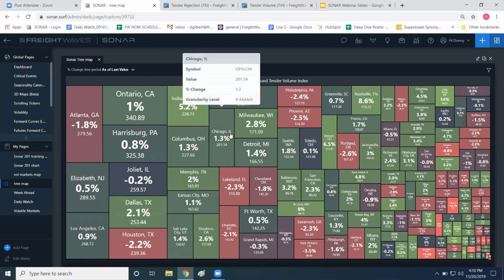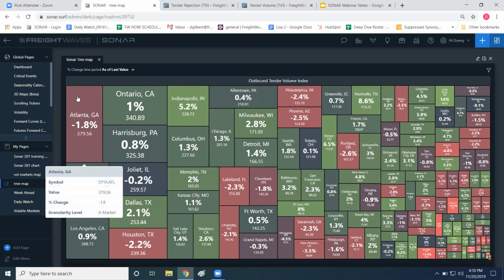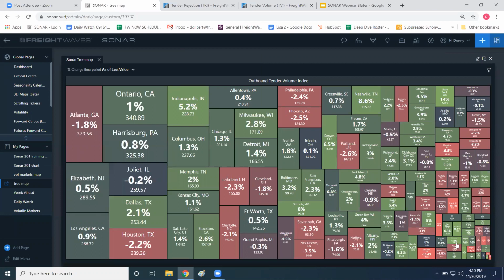You can bring this map up on outbound tender volumes. You can bring it up on outbound tender rejection rates. You can bring it up on dry-van tender rejection rates, reefer tender rejection rates, and even head haul. And this is a very interesting map. What this does is it shows us the largest markets, which are here in the top left. And as you move to the right and down, these are the smallest markets in the bottom right-hand corner, my bad.